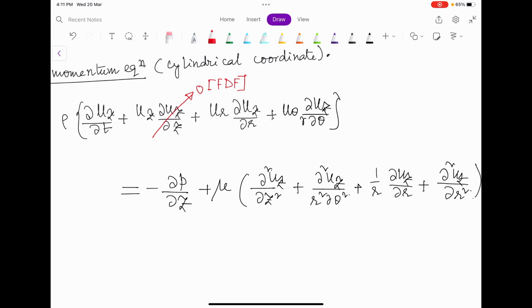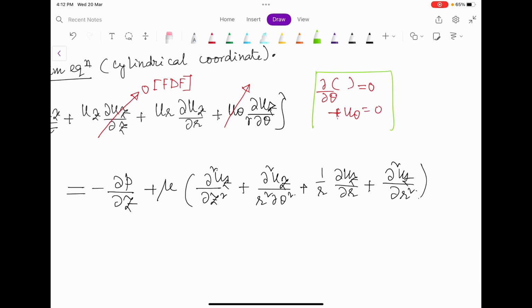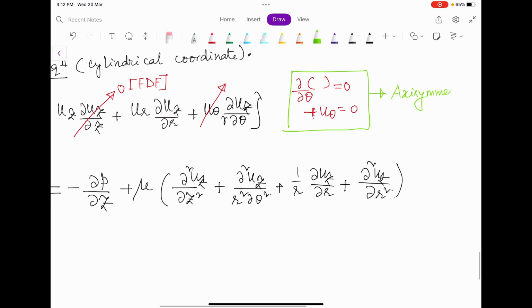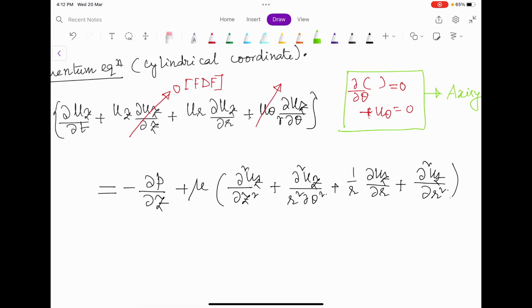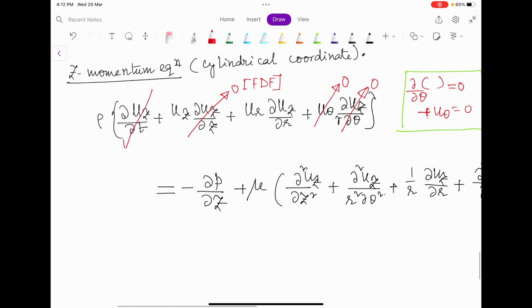And now the flow is axisymmetric. So what do you mean by axisymmetric flow? Axisymmetric flow means that the del theta terms will be 0. Del theta of any fluid parameter will be 0, plus u theta equal to 0. That is, no swirl velocity. So these two conditions together fulfill the term axisymmetric flow. Okay, so u theta is 0, and this is also 0, and we are considering the steady flow.